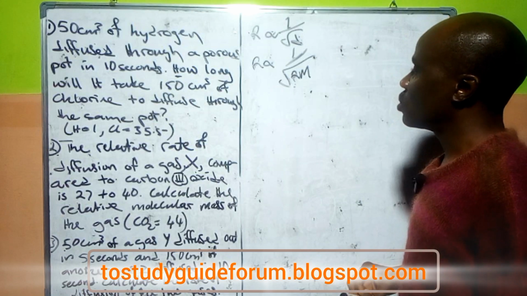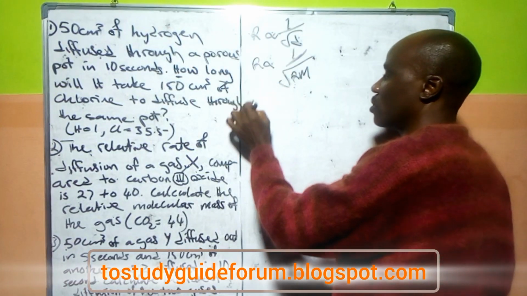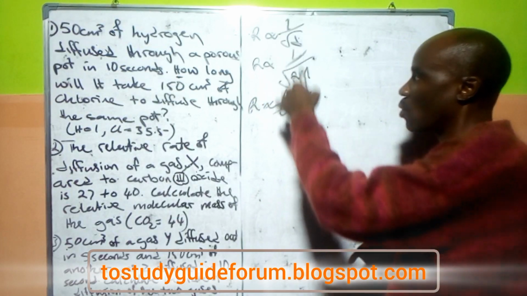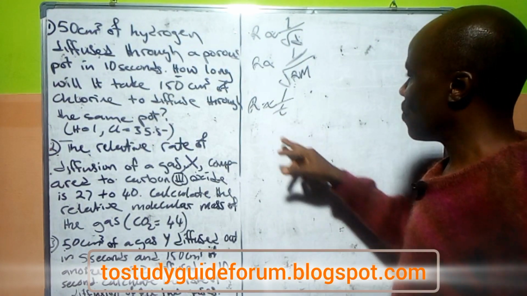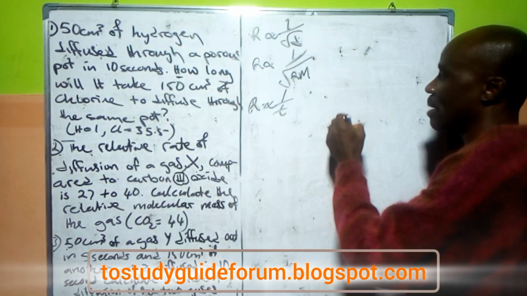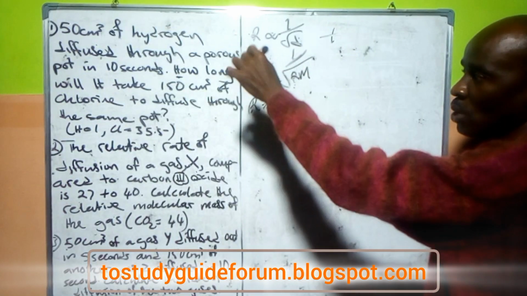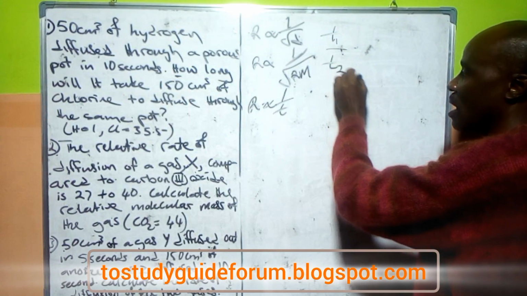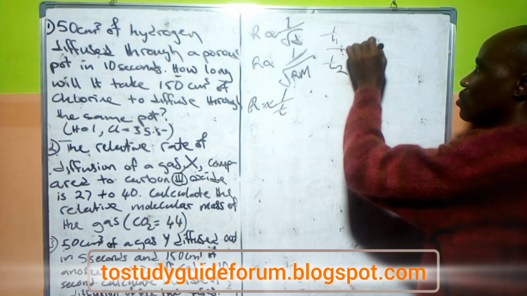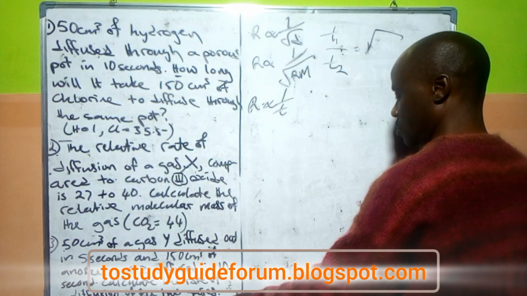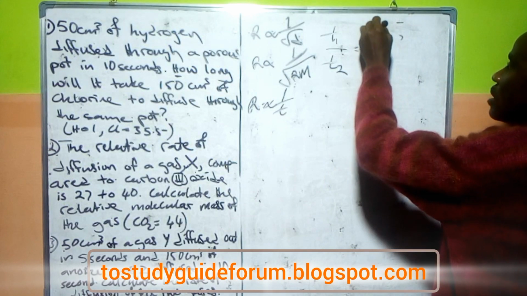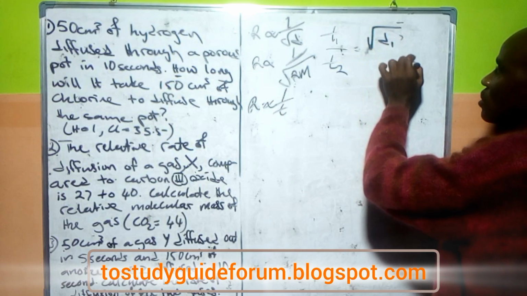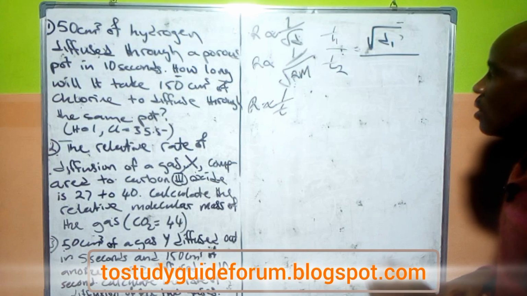Another thing we should put across here is that since rate is inversely proportional to time, if we are to compare, since we are looking for time, the time of diffusion of gas 1 and time of diffusion of gas 2 will be equal to, let's say, the square root of vapor density of gas 1 over what?